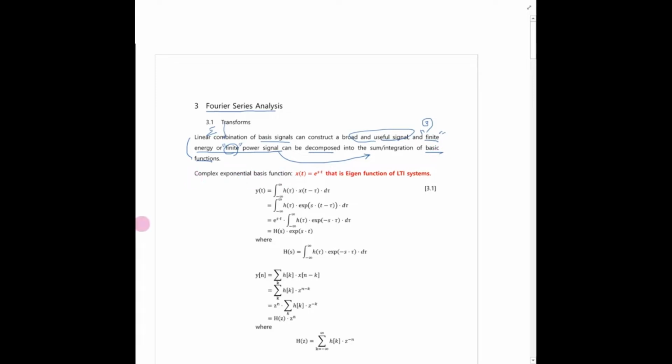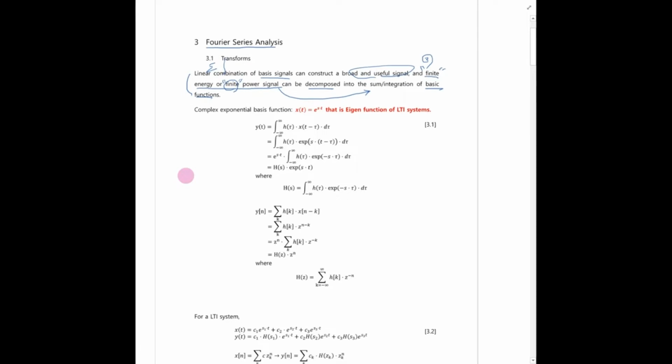Okay, I would like to let you know the basics of transformation, especially for signal processing. Here is a complex exponential basis function, x(t), a repeated basis function. The exponential function is very special because it is an eigenfunction. It is a solution of an LTI system.